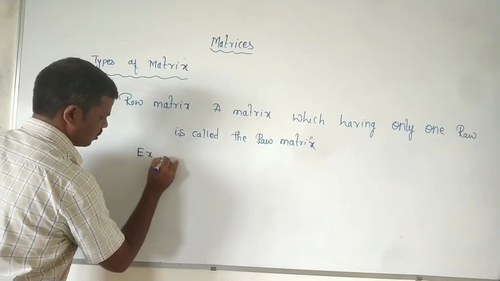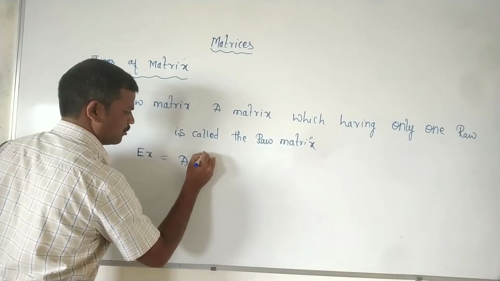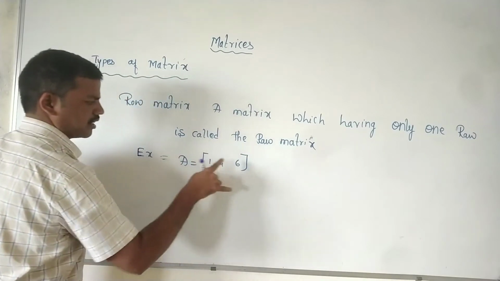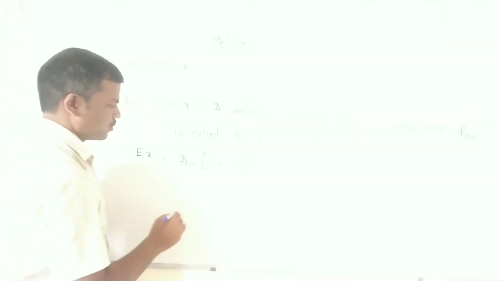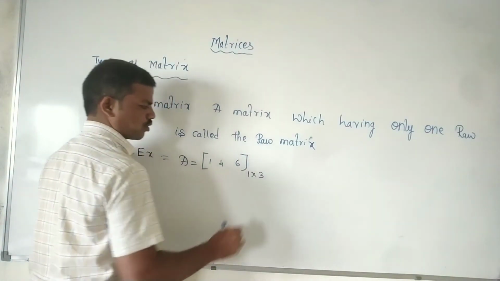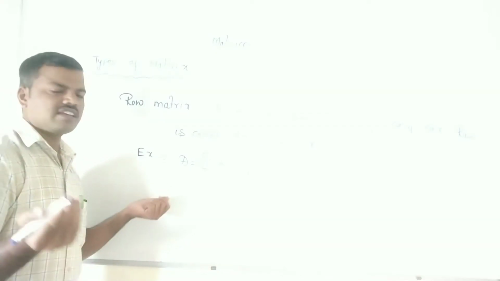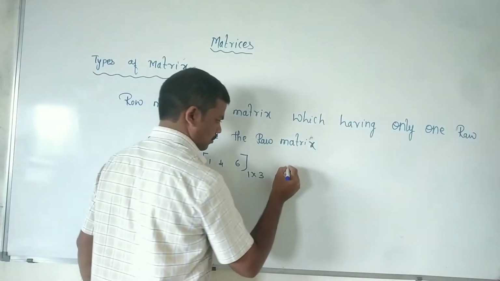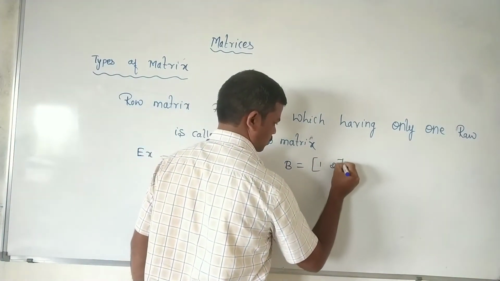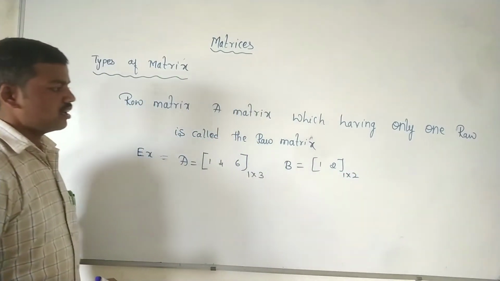Example for the row matrix. Let me take A matrix. Only one row: 1, 4, 6. It contains only one row. What is the order of this row matrix? That is 1 cross 3. 1 cross n. So the order of any row matrix is of the form 1 cross n, n is any number. We will take another matrix, B is equal to 1, 2. What is the order of this matrix? 1 cross 2. So this is called a row matrix.